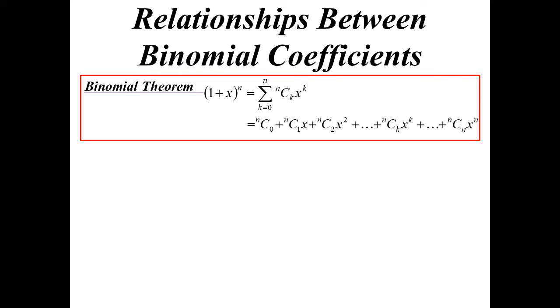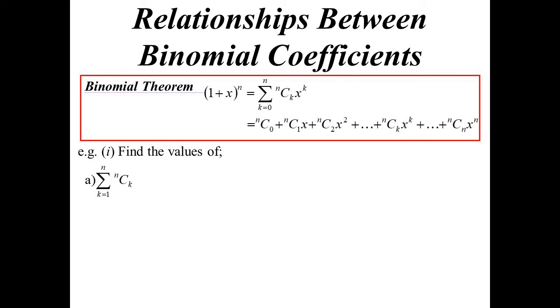So the general term, nCk x to the power of k, we're going from k equals 0 to n. If we were to expand the thing out, there it is, nC0 plus nC1 x, and so on, and so on. So we might get a question like this. Find the value of the sum of nCk going from 1 to n. So in other words, nC1 plus nC2, and so on.